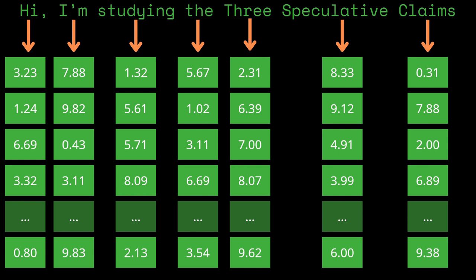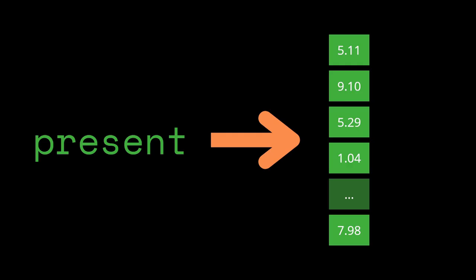The sentence, "Hi, I'm studying the 3 speculative claims," would be one list of 7 elements, and at every spot in that list would be a vector. This vector has a certain dimensionality, that is just the amount of numbers in the vector. In the first layer, words are processed without context, just in the order that they are written. In the next layers of the model, the features that are dependent on context are added. In the earliest layer, for example, the model might detect the word "present" or "present" as a feature.